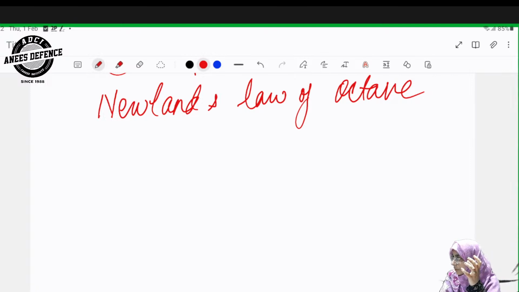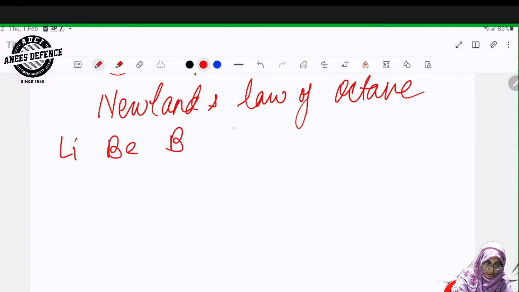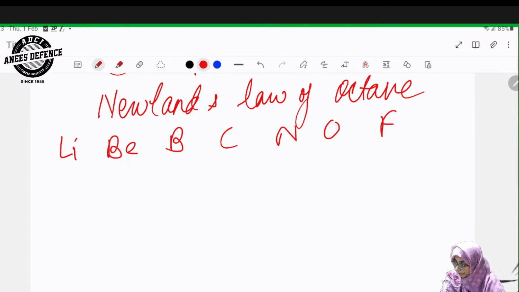It was analogous to music. Just like in music, there are 7 notes: sa, re, ga, ma, pa, dha, ni, and the 8th one is the repetition of the first. The same way he did with the elements. The 8th one is the repetition of the first. Let's see: lithium, beryllium, boron, carbon, nitrogen, oxygen, fluorine. First, second, third, fourth, fifth, sixth, seventh. Now the 8th element, what is that?